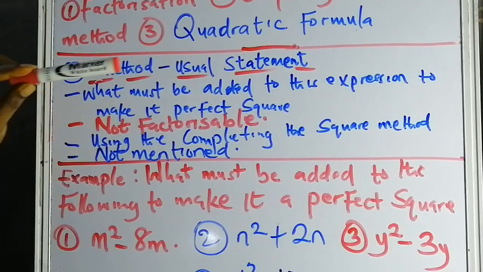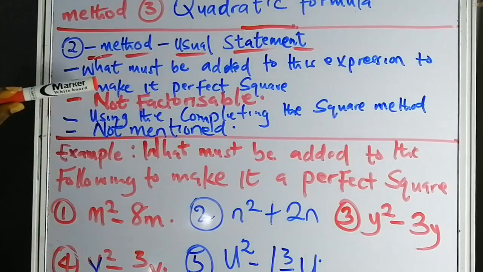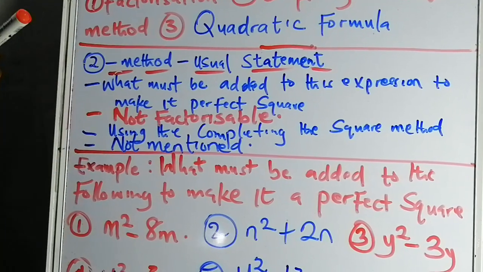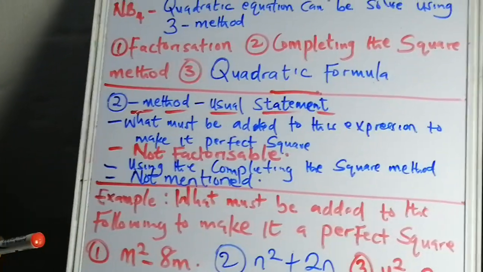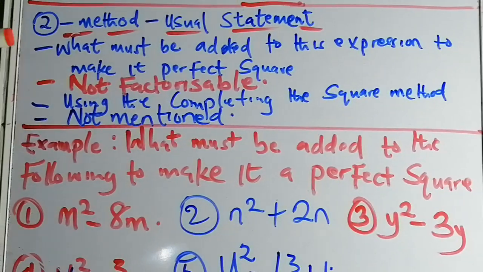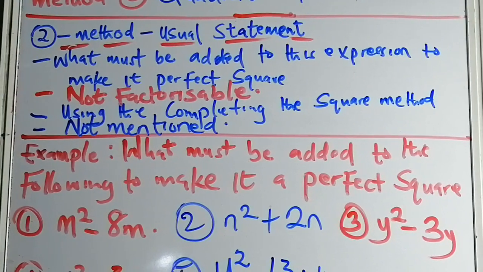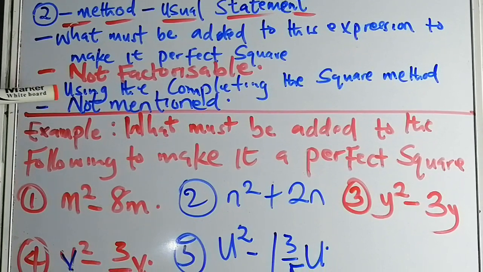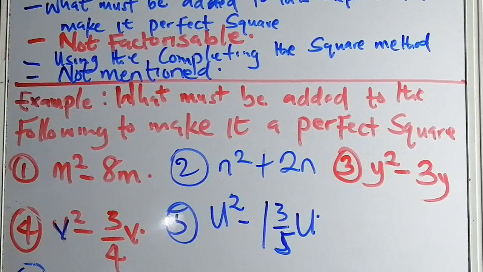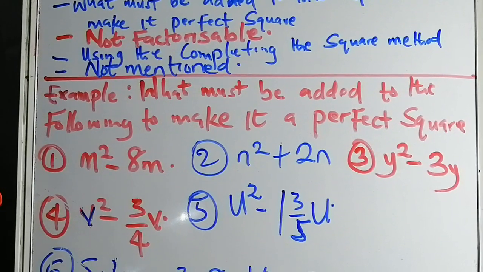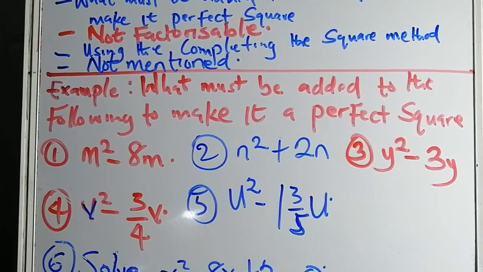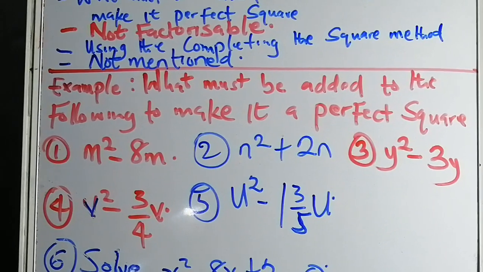Another usual statement is, what must be added to this expression to make it a perfect square? Or you can also see not factorizable. There are some quadratic equations that will be given to you that you cannot factorize. So what are you expected to use? You can use the completing the square method, or you can also use the quadratic formula. Sometimes they will not mention it, but you will just notice that while you are trying to factorize it, it's not working. So all you need to do is say, okay, let me use another method since factorization is not working.